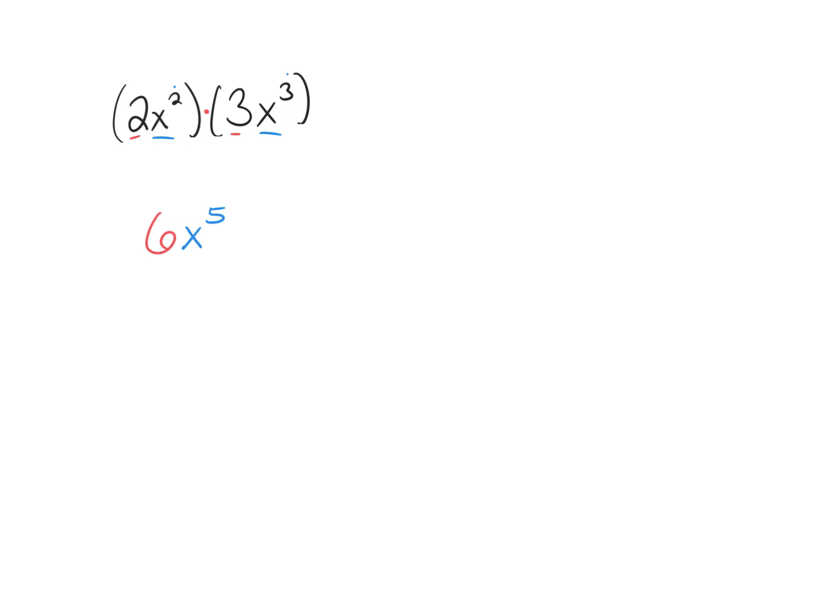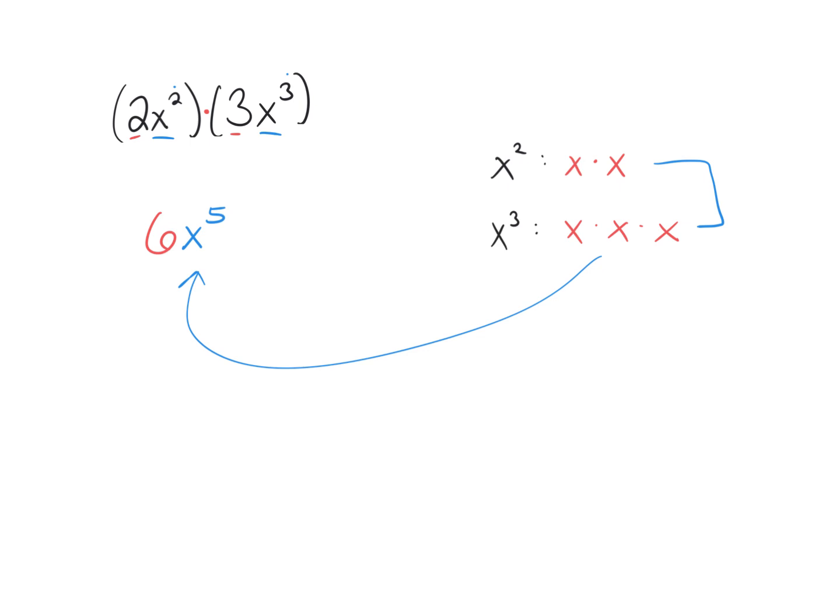Now let me explain why that is. What does x squared mean? How can I separate that out? X times x is what x squared is. What about x to the third? X times x times x. So if I multiplied these together, do you see why we would get x to the fifth? Because we just put all those together. So when you're multiplying powers of the same base, you add the exponents.